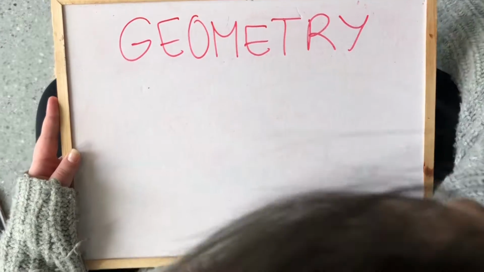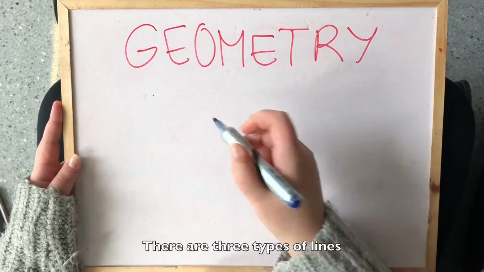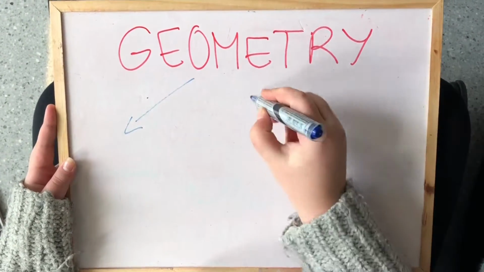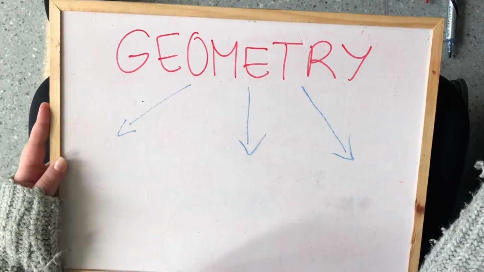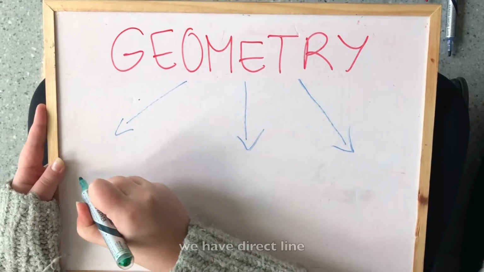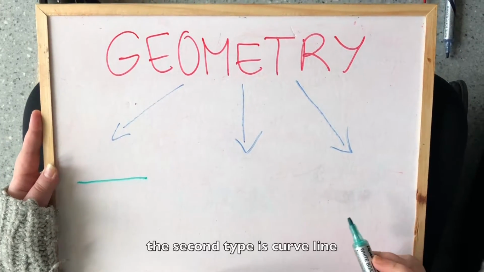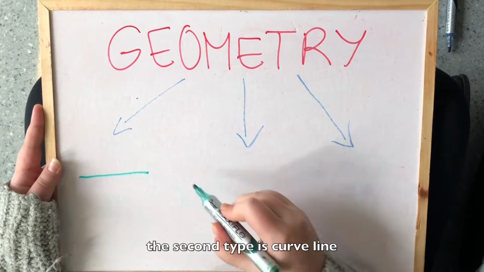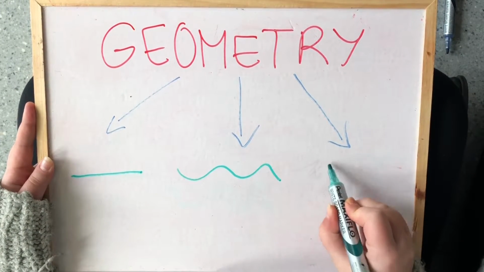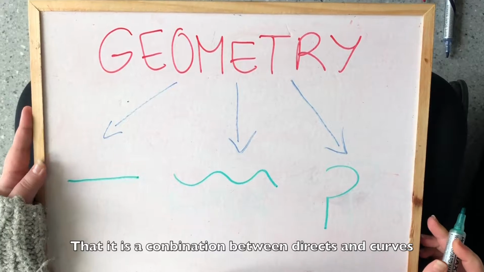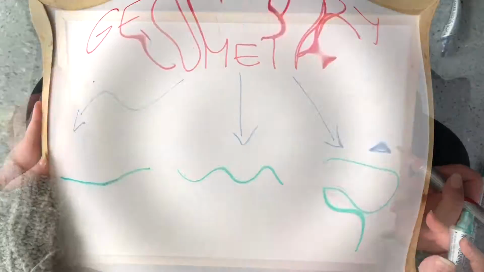lines there are. There are three types of lines. The first, as we see in the kitchen photo, we have direct lines. The second type is curved lines. And the third, mixed lines, that is a combination between direct and curves.